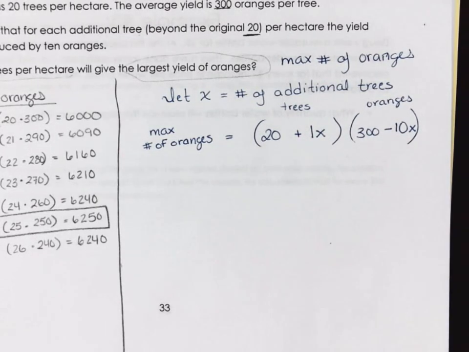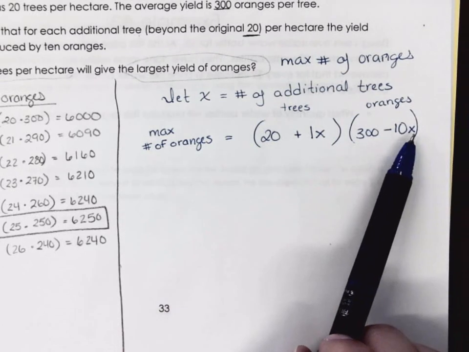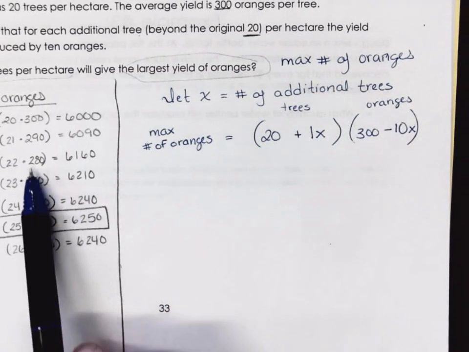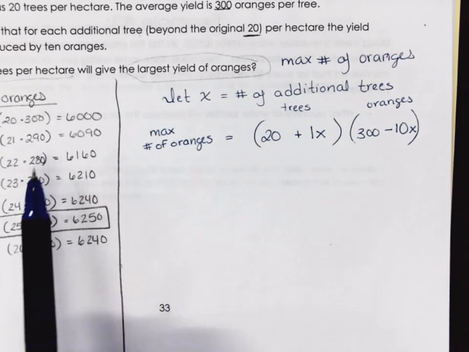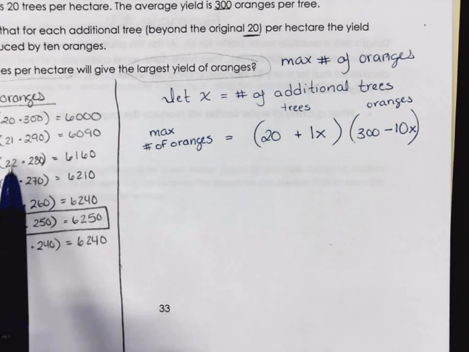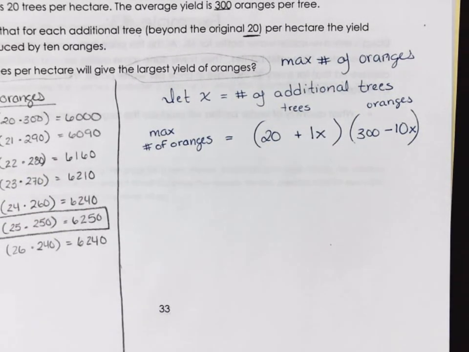So the x stands for the number of additional trees. If I have 1 additional tree, how many oranges do I have? 290, right? If I have 2 additional trees, I have 280 oranges. You guys did all this math. You had no problem doing it here, but the hard part is taking what makes sense, like the numbers make sense, and making it into an equation with letters and stuff in it. But we've just done the hardest part.